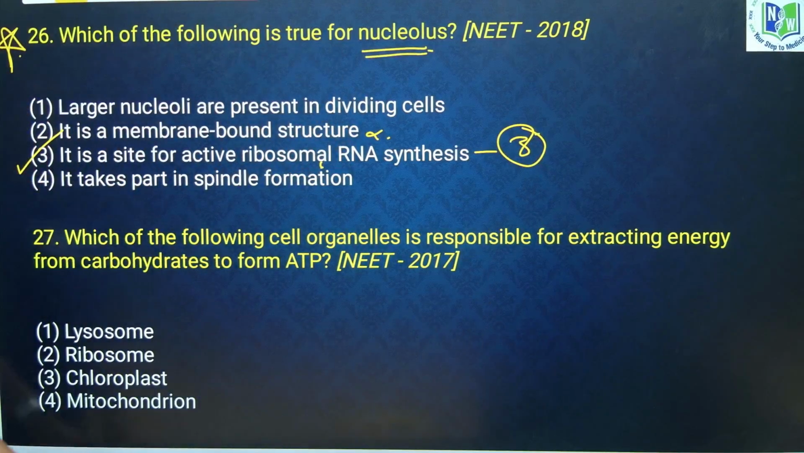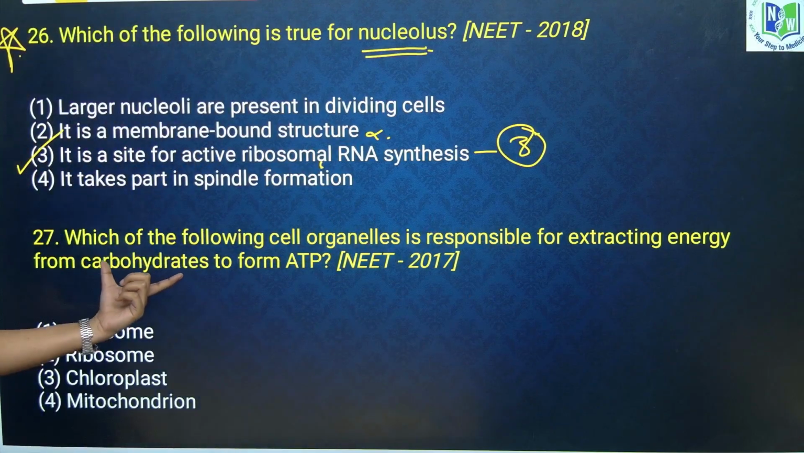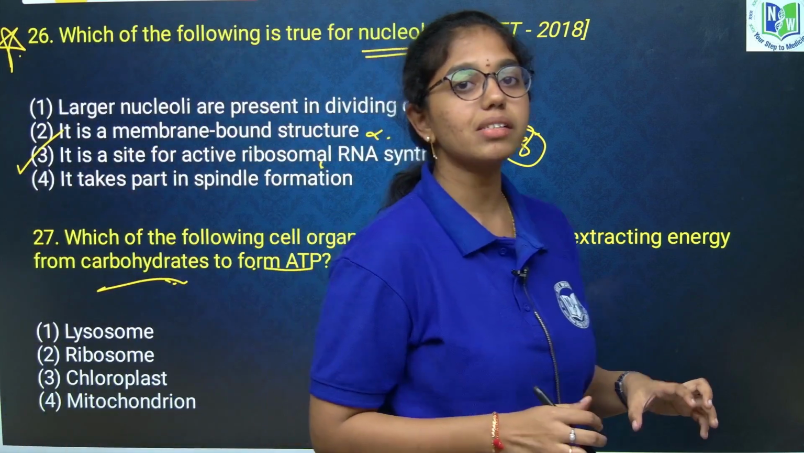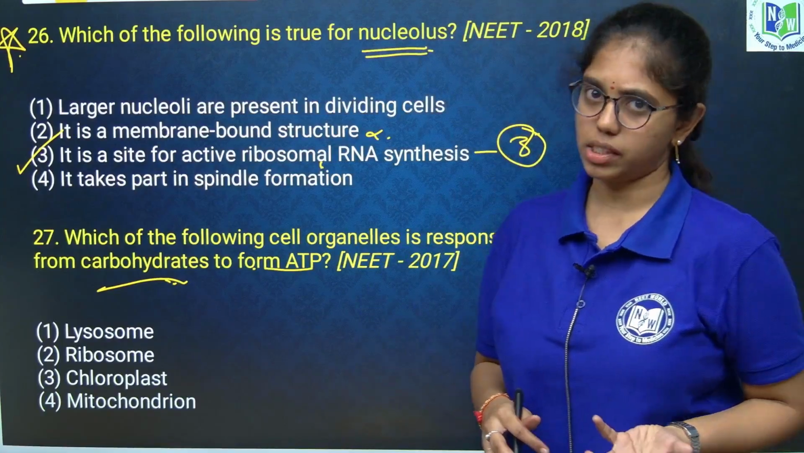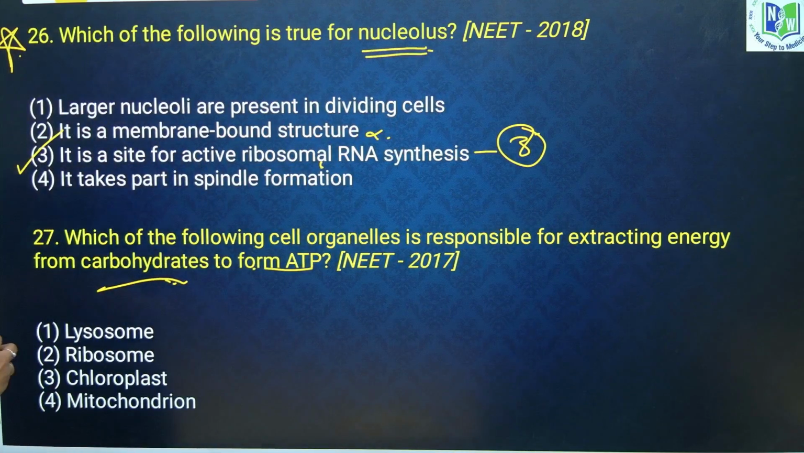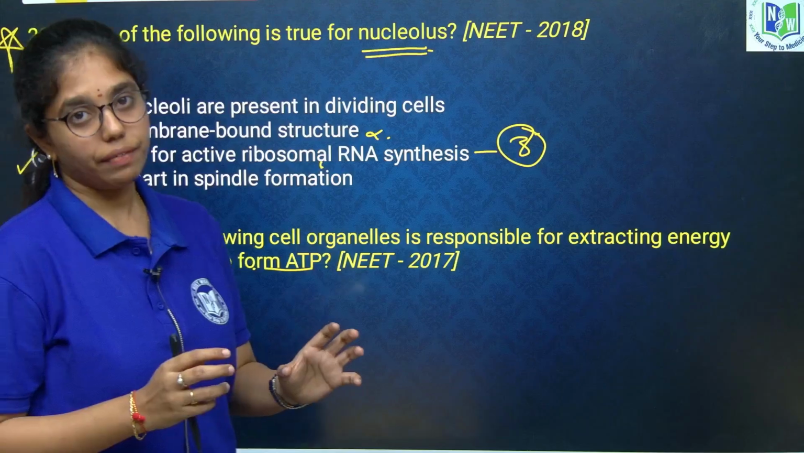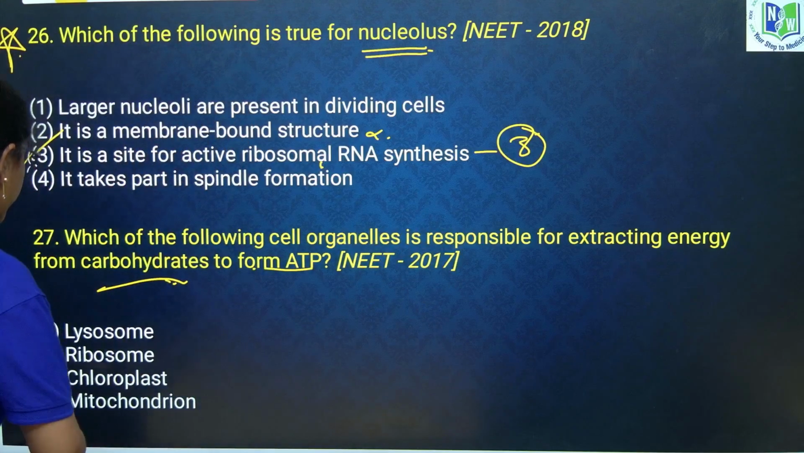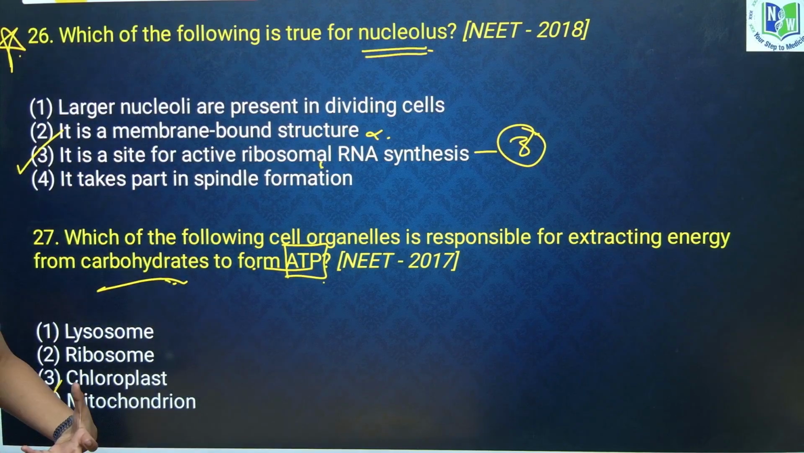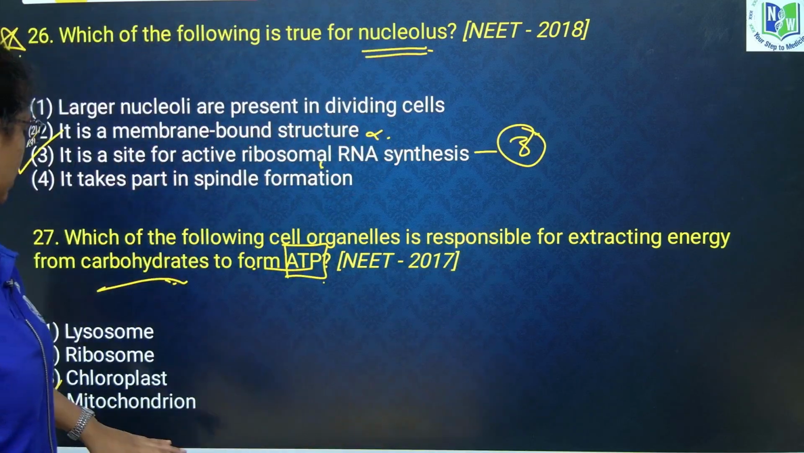Next, which of the following cell organelles is responsible for extracting energy from carbohydrates to proteins? See, preparation of complex carbohydrates is done in chloroplast if we consider a plant cell. But the energy required for all the metabolic activities of the living cell is given from mitochondria in the form of ATP. The cellular energy is created from the food whichever we take.